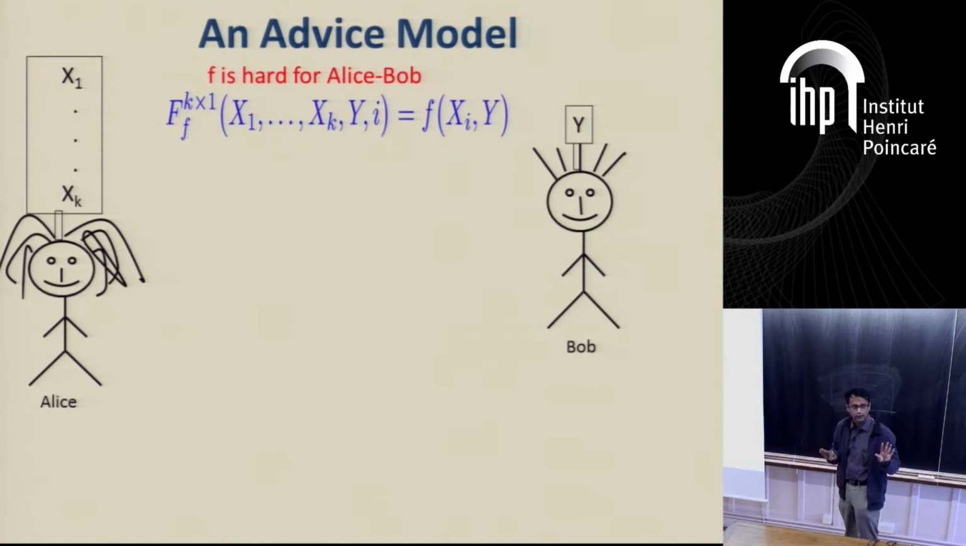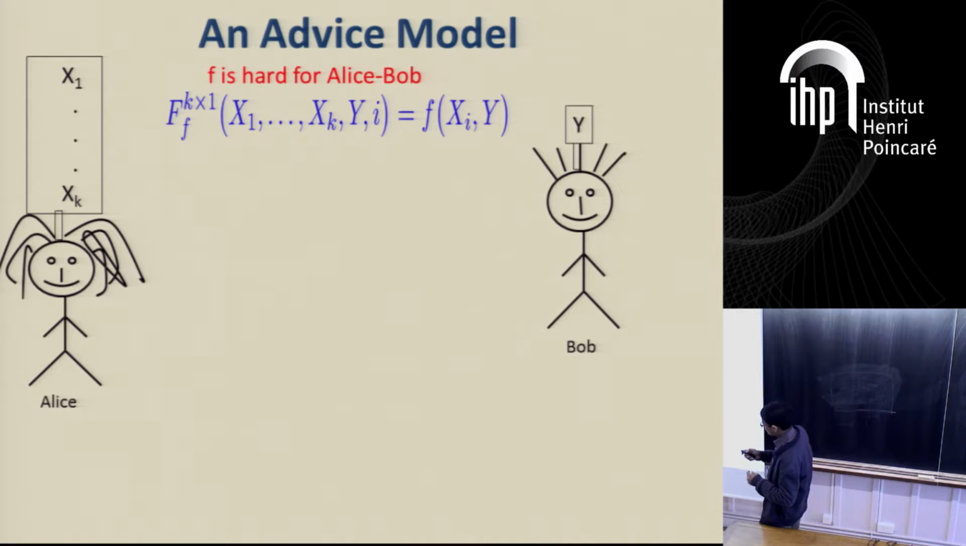So you're all now familiar with the two-party model. Here it's an advice model, a very intriguing model. There are two players as before, Alice and Bob. Things are written on their forehead, unfortunately. Alice on her forehead has got x1 through xk, and Bob has got y. Each of these xi and y, think of them as n-bit strings.